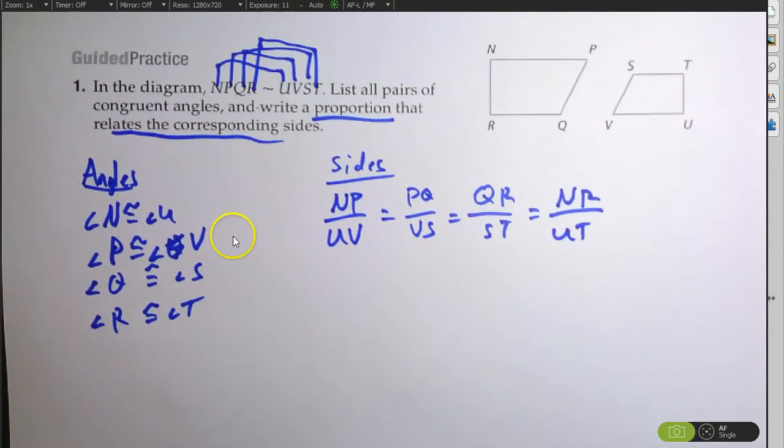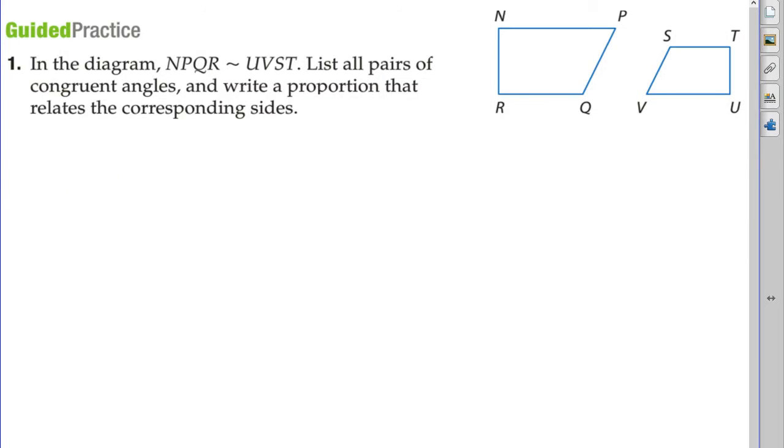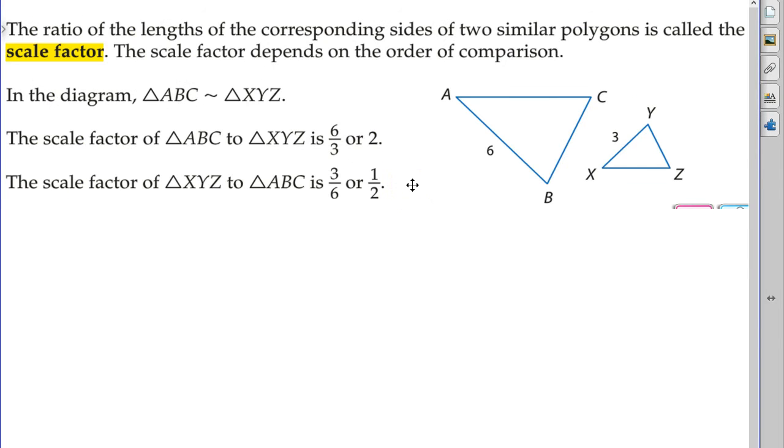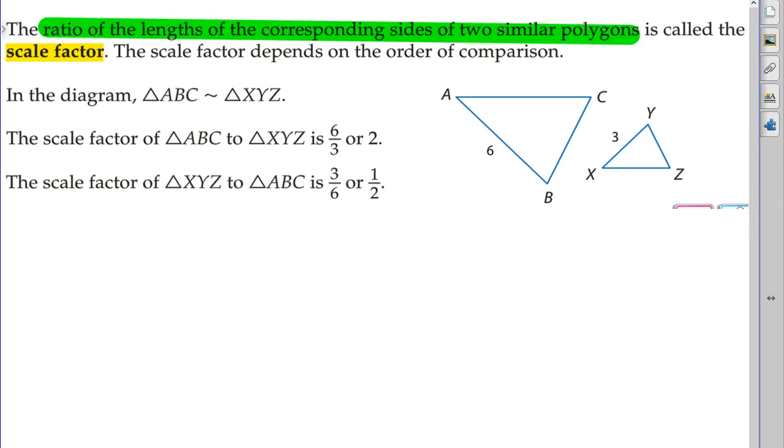Now, the next problem then is scale factor. We're going to come back to scale factor later on in the chapter, because we're going to talk about dilations and stuff like that. So we will need scale factor, but for right now, the book kind of is iffy about it. The definition is the ratio of the lengths of the corresponding sides of two similar polygons.